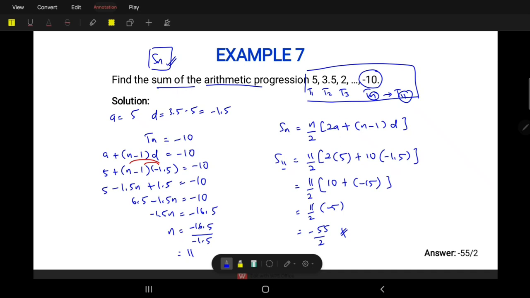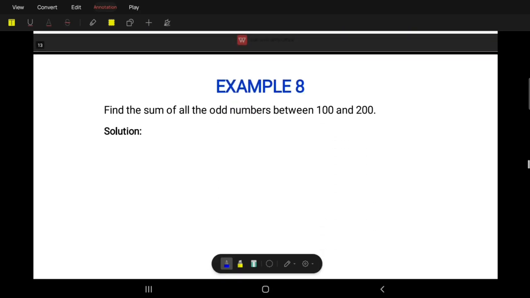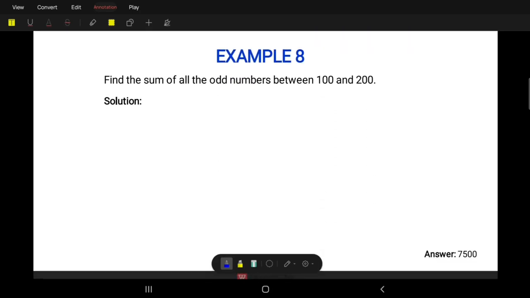Okay, boleh? Alright. Last one, example 8. Find the sum of all the odd numbers between 100 and 200. Odd numbers. Dia nak the sum, which is Sn. Odd numbers between 100 and 200. So macam mana 100 and 200?